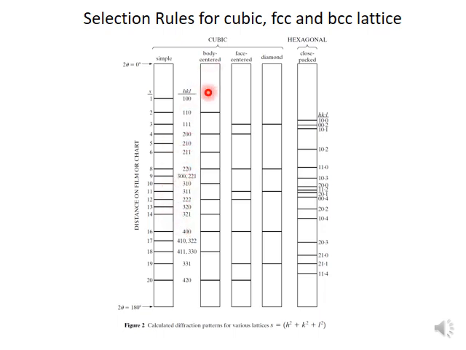Now, in a body-centered cubic system, some of these lines would be missing because of the selection rules. In the FCC lattice, some other lines would be missing because of the selection rule. But nevertheless, this is the pattern you get in a body-centered cubic, and this is the pattern you get in a face-centered cubic. And you can do similar calculations, which we did in the last module, for diamond as well, and for hexagonal, and you get lines like this, corresponding to specific HKL combinations.